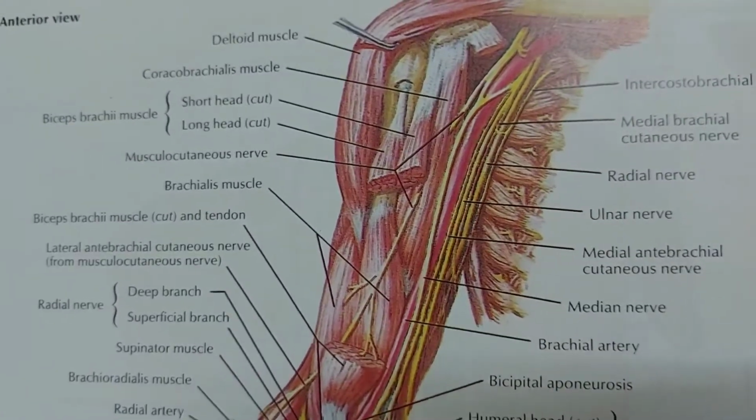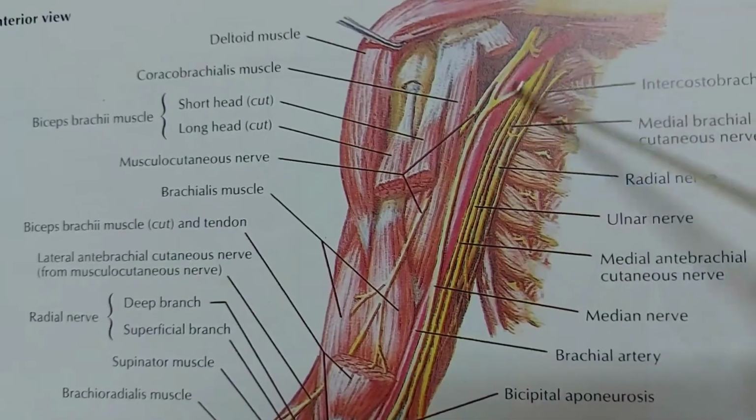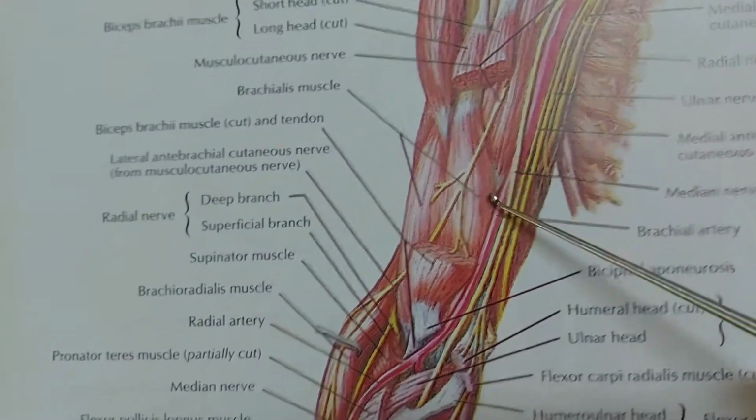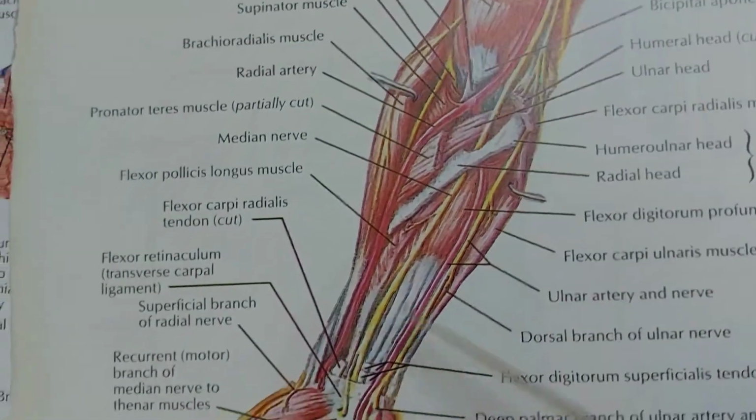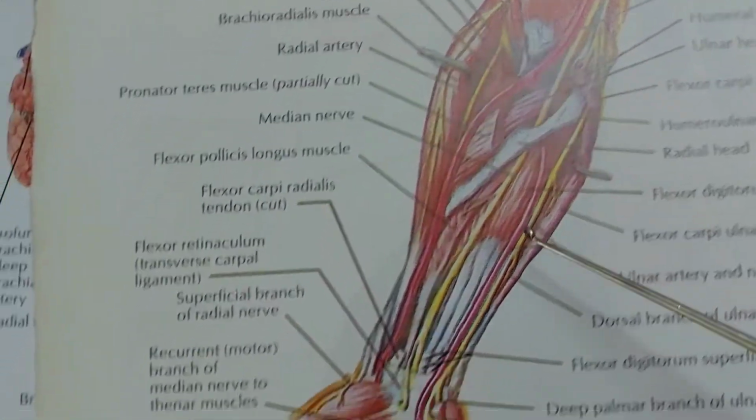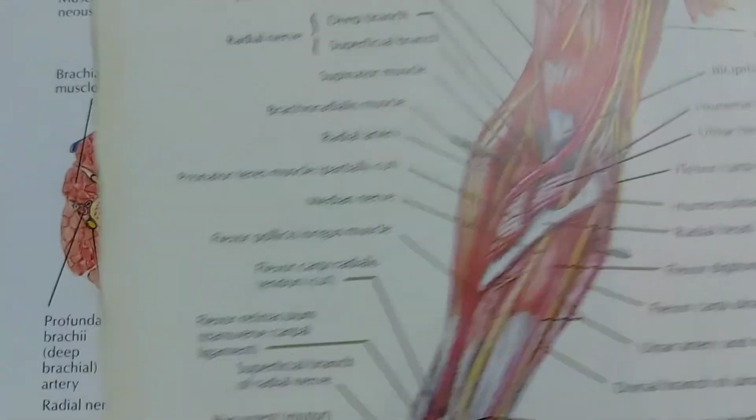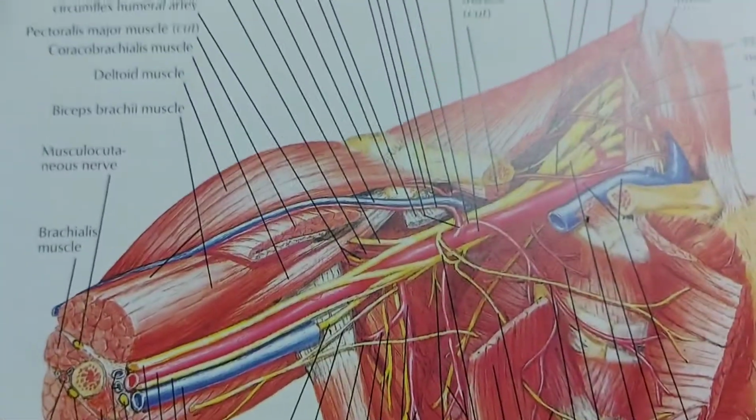Today we will see the arteries of the upper limb. Here we see the red thing is the artery. It is the brachial artery, and then the arteries of the forearm, the radial and ulnar arteries, and the arteries of the hand.